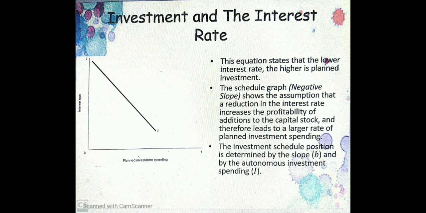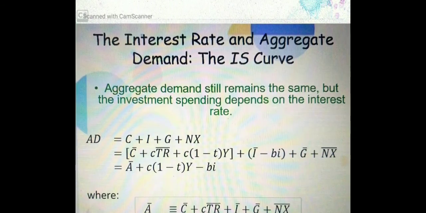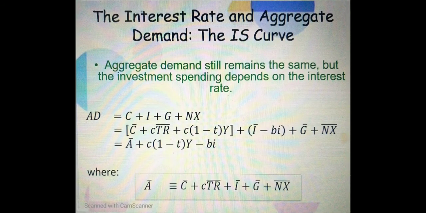As you can see, there's the curve. The bottom axis is the planned investment spending, and the left one is the interest rate, and it shows a negative slope. Interest rate and aggregate demand, the IS curve. We're not going to dig in too much on the equation, but aggregate demand is still the same as in the previous chapters, except that investment spending depends on the interest rate in this chapter. As you can see, that is the equation.